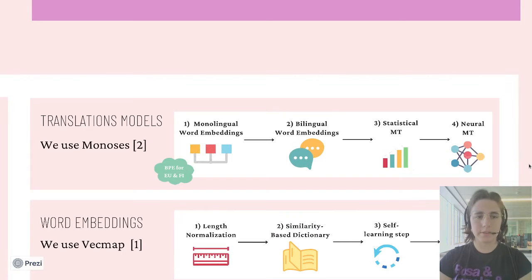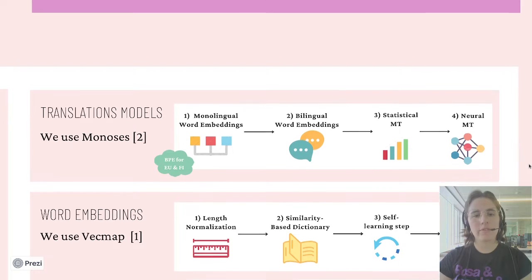Once we have collected all of these corpora, we have built 12 translation models using Monoses from Artetxe et al. And we have followed these steps. First, we create monolingual word embeddings. Then we map them and we obtain bilingual word embeddings. And from this, we can infer a statistical MT system that is finally used to create the neural machine translation system. Since we included some languages that are very rich morphologically speaking, we use BPE segmentation for Basque, EU, and Finnish, FI.